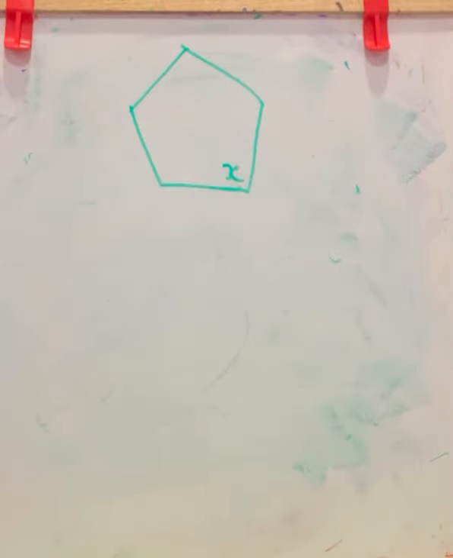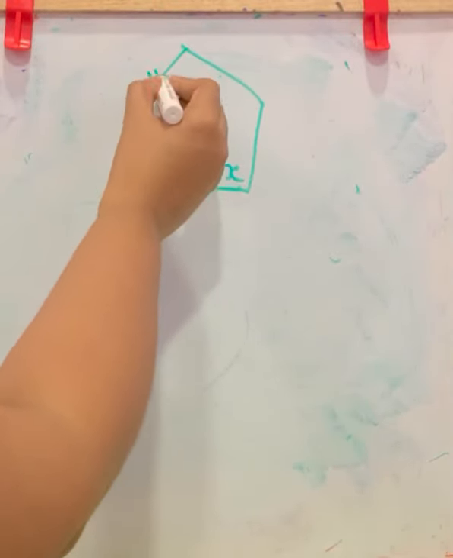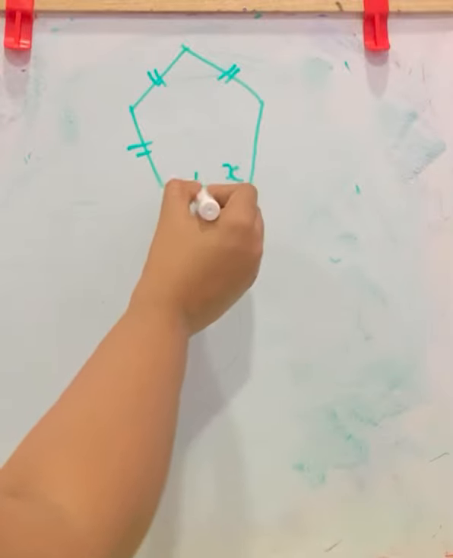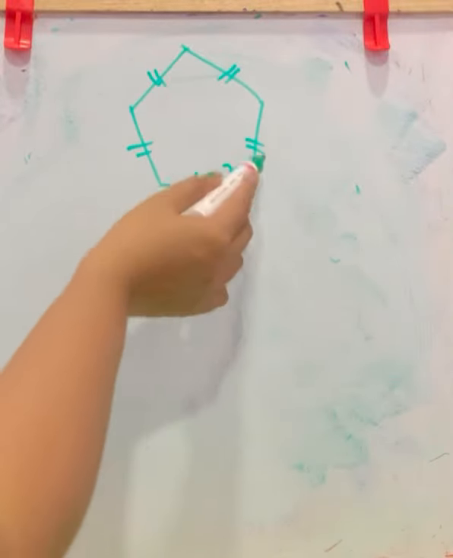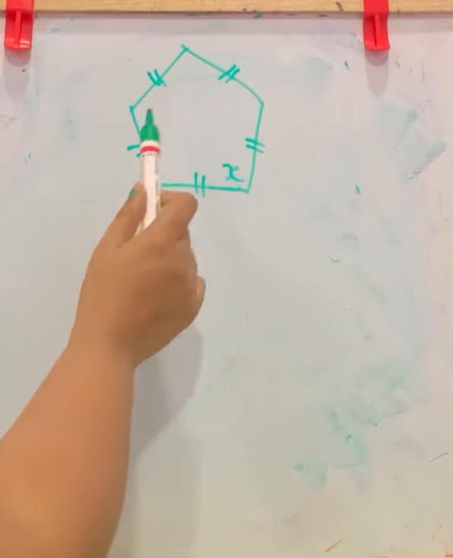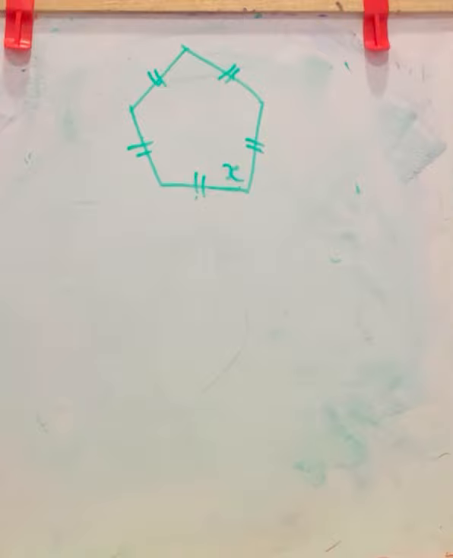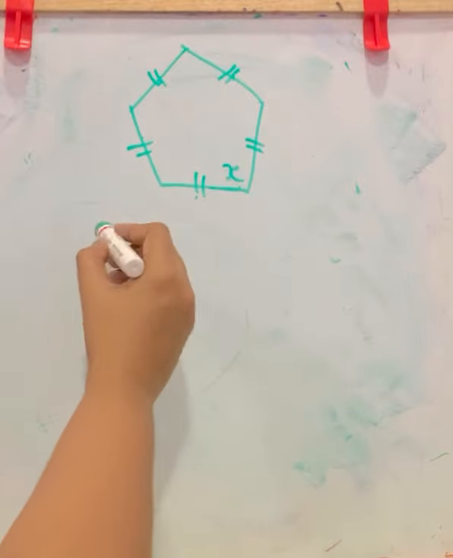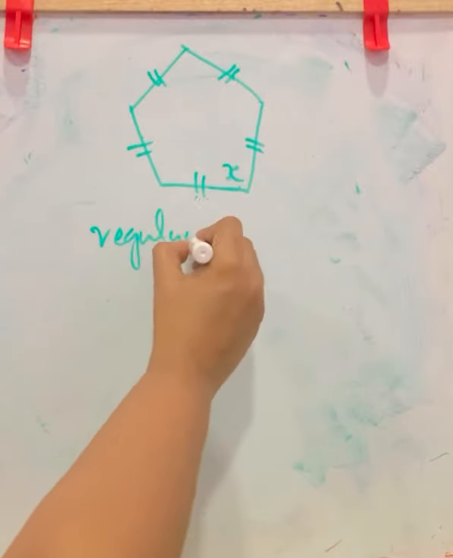This is the next figure given. Here it is given all the sides are equal. This shows the equality of the sides. All the sides are equal. That is a regular polygon. And how many sides are there? 1, 2, 3, 4, 5 side regular polygon means regular pentagon. This is a regular pentagon.